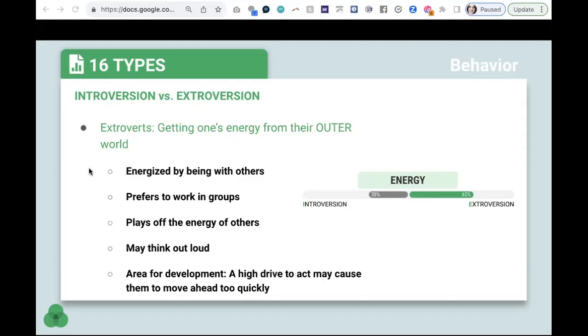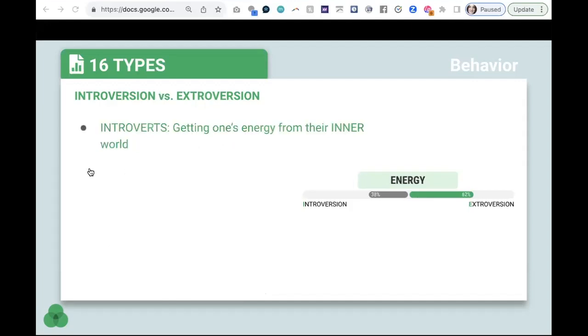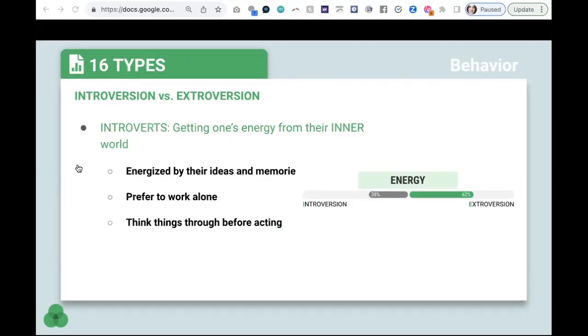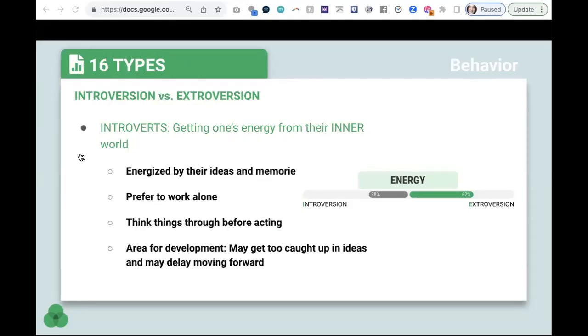That's great. Okay, so we're going to go into introverts. They get one's energy from the inner world, right? They are energized by their ideas and memory, right? And they prefer to work alone. They would prefer to work on their own. They think things through before they act. And their area for development: people may get too caught up in ideas and may delay moving forward.